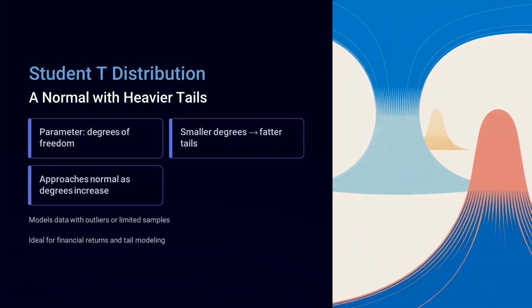The Student T distribution looks similar to the normal, but has heavier tails. It's also defined by degrees of freedom. When degrees of freedom are low, tails are fat, meaning more extreme outcomes are likely. As degrees of freedom increase, the T distribution gradually converges to the normal. In finance, the Student T is essential when you're dealing with data that has outliers or limited samples. For example, short return histories or volatile asset classes.